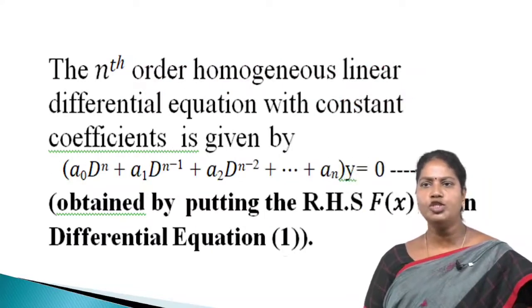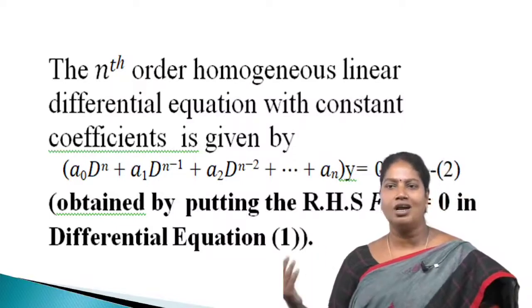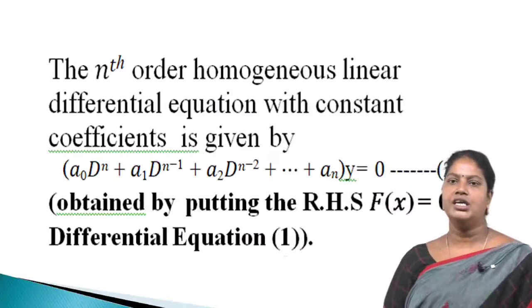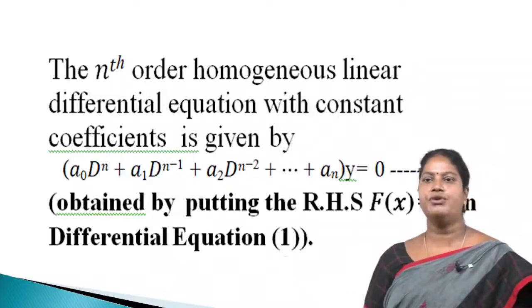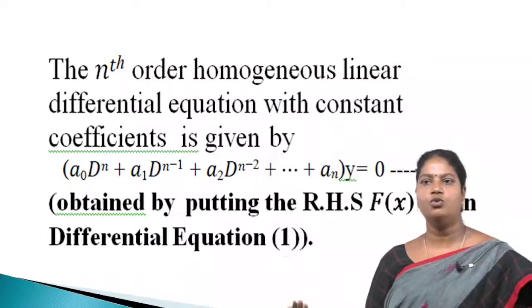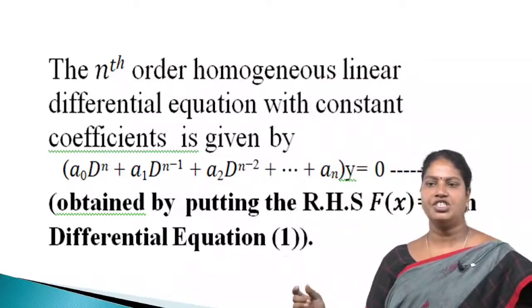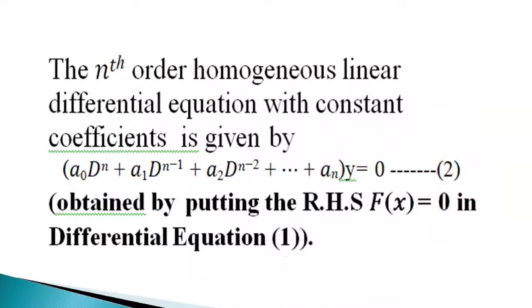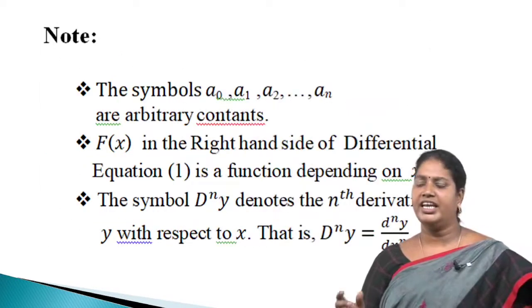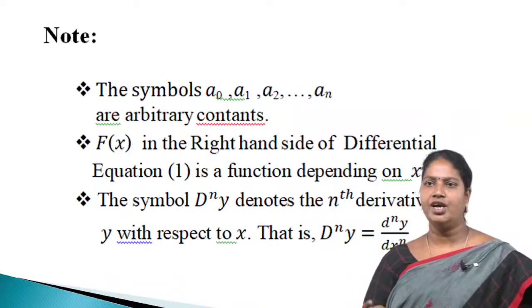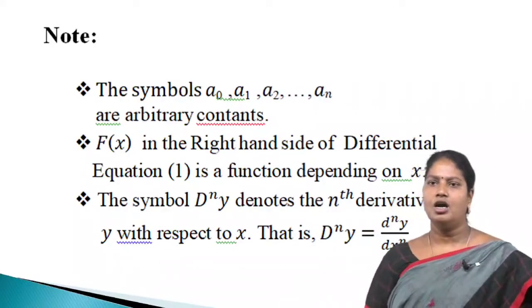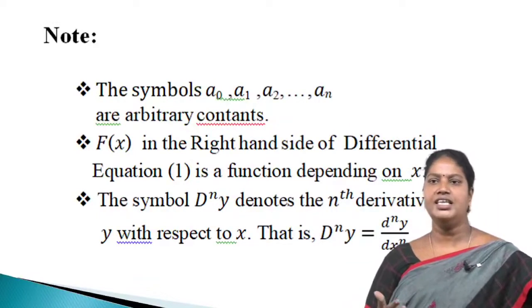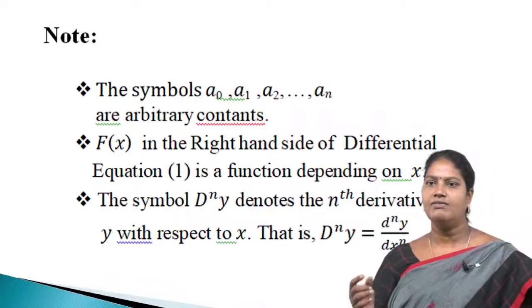The nth order homogeneous linear differential equation with constant coefficients is given by the relation (a0 Dⁿ + a1 Dⁿ⁻¹ + a2 Dⁿ⁻² + ... + an)y = 0. This equation is denoted by equation number 2. This is obtained by putting the RHS of equation 1, that is f(x), equal to 0 in differential equation 1. The symbols a0, a1, a2, ..., an are arbitrary constants, and f(x) on the right hand side of differential equation 1 is a function depending on the variable x.